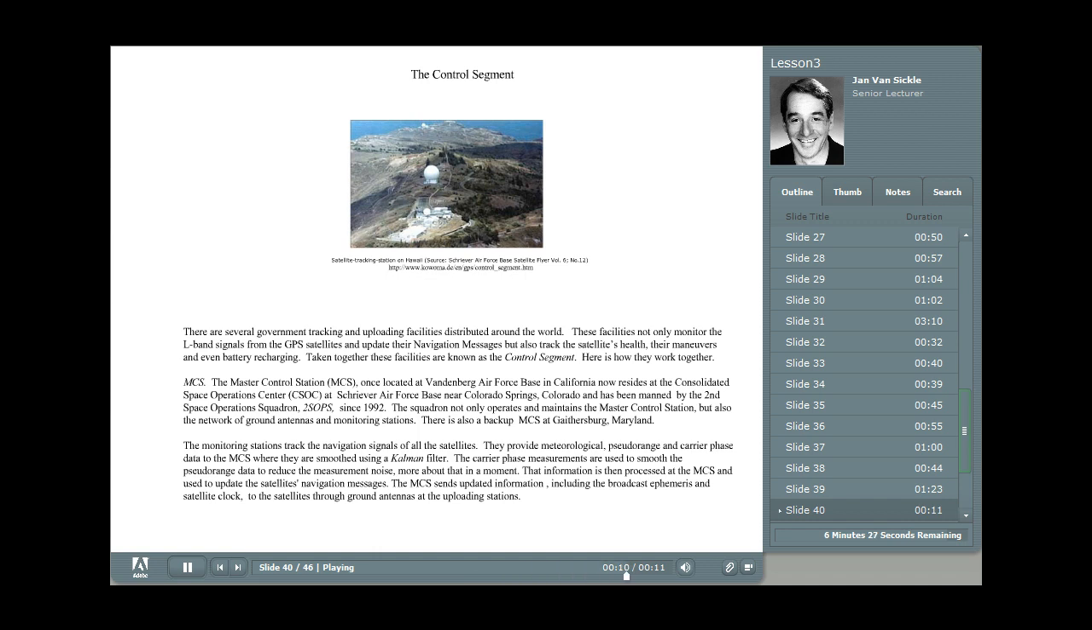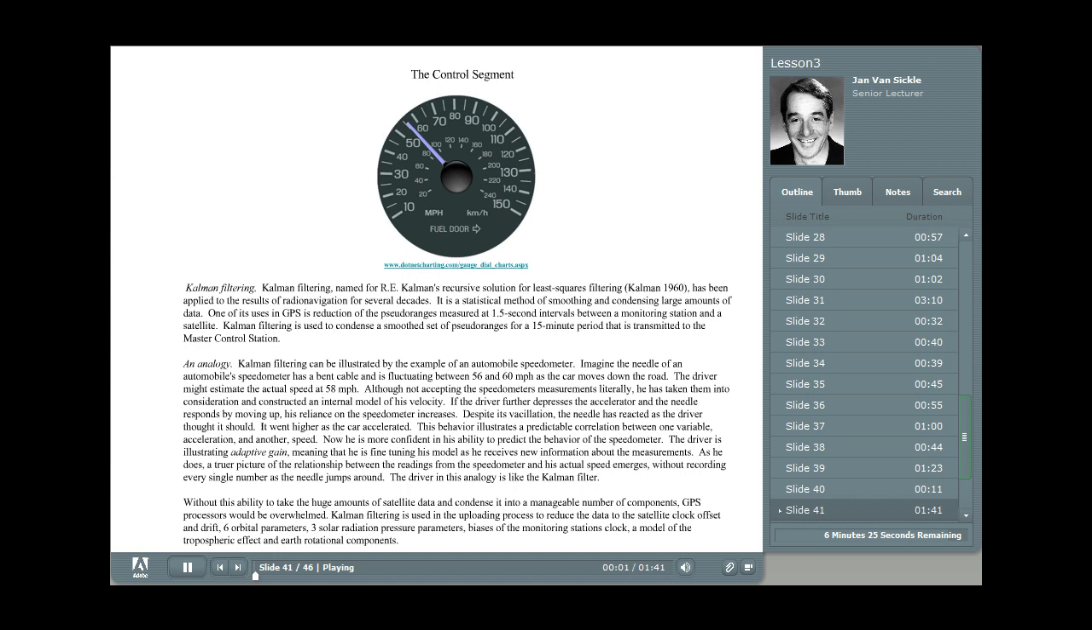On this slide, we have a nice image of the tracking station on Hawaii. Now, I mentioned Kalman filtering. It was named for Rudolf Kalman. It's really a least squares statistical method for condensing and smoothing large amounts of data. And I like to use the example of an old-fashioned car speedometer.